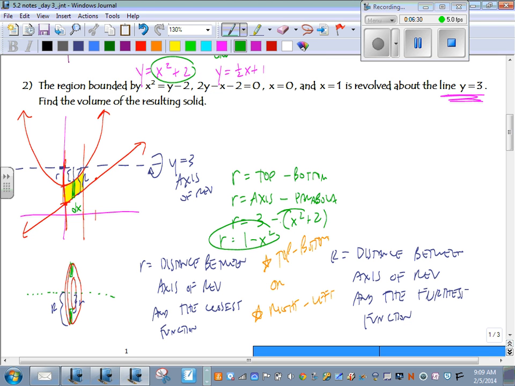Then for our big radius, again, it's a vertical distance, so we're doing top minus bottom. So the top part is going to be the axis again. The bottom part is going to be the line. So our axis of revolution is still y equals 3, minus the y value of the line, which is 1/2 x plus 1. So if I distribute that minus, we're going to get 2 minus 1/2 x for our big radius.